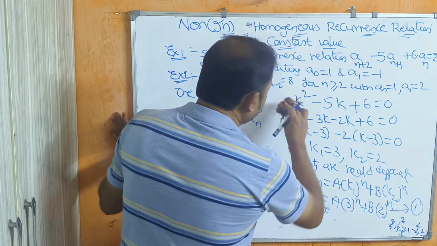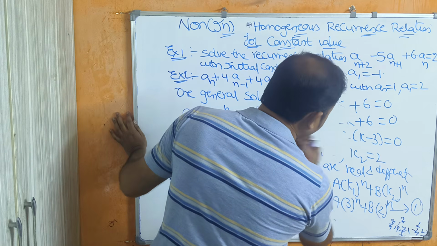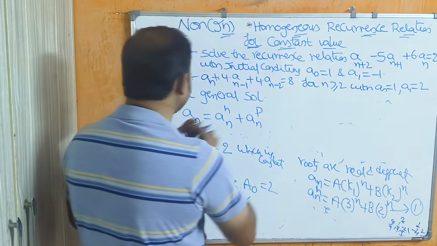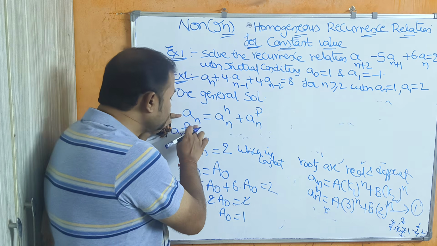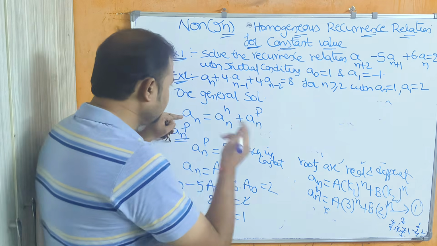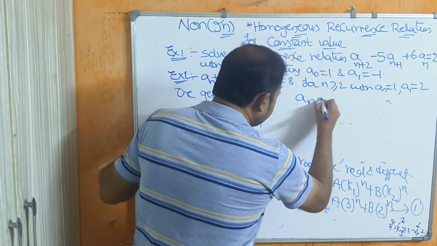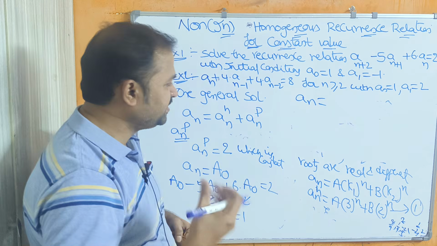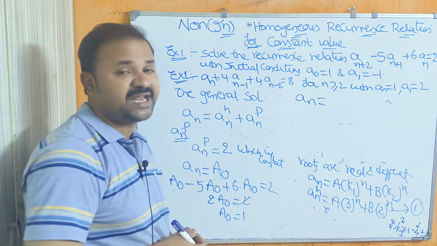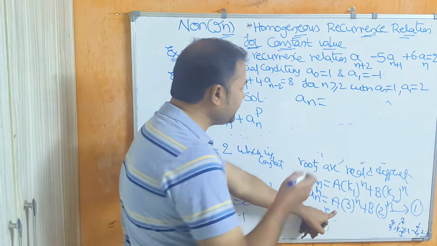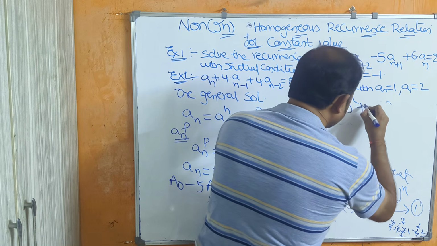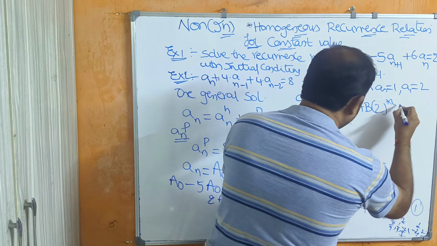So now we need to find out the general solution for the non-homogeneous recurrence relation. So what is the formula for the non-homogeneous recurrence relation general solution? a_n equal to a_n^(h) plus a_n^(p). What is a_n^(h)? A into 3 power n plus b into 2 power n.